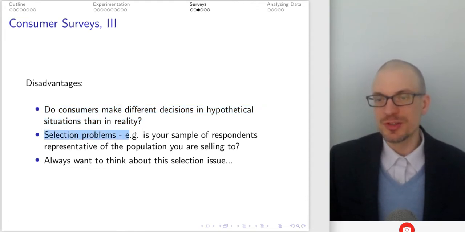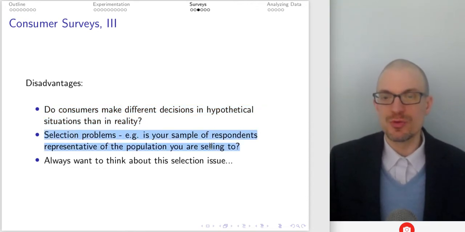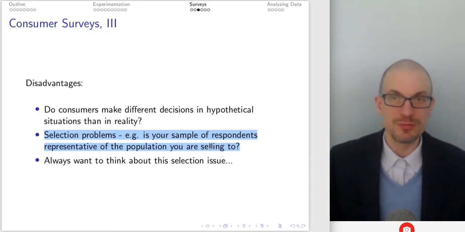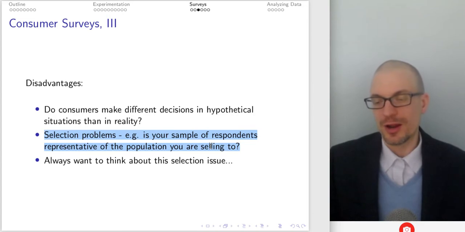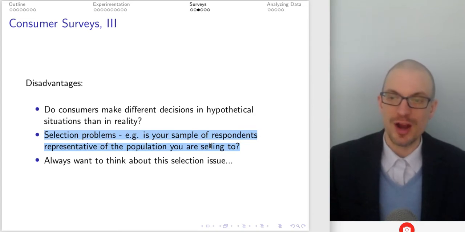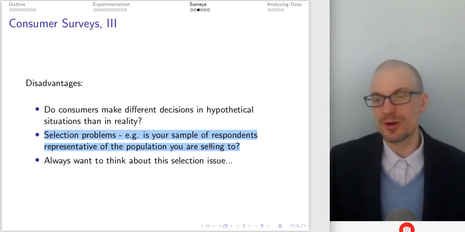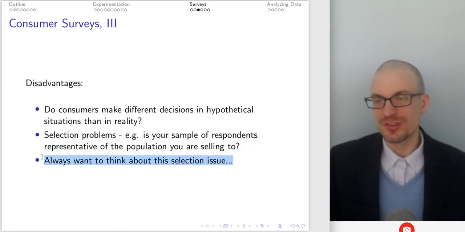There's also some selection problems. There's the issue of, are your respondents representative of your customer base? Are these going to be the same consumers who you're going to be selling your product to ultimately? And so you want to make sure that you've targeted your survey to your likely customers. Always want to think about the selection issue.